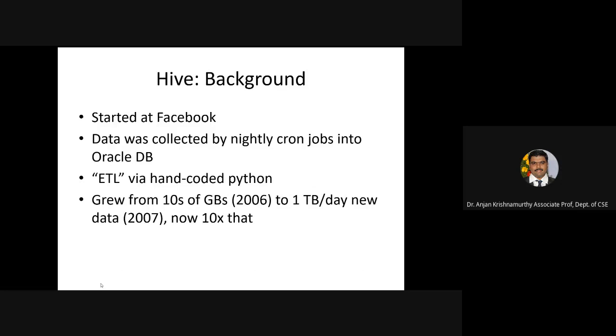So a background about Hive is that Hive was started in Facebook, right? It was basically used to do night cron jobs in Oracle DB. It was hand coded in Python, right? It was basically called an ETL tool before, right? It grew from tens of GB to TBs in 2007. Now it is somewhere around 100x of that, right? It is being shown as 10x, but now it is 100x more than what we had actually started with. That is the way in which the data is basically working today.